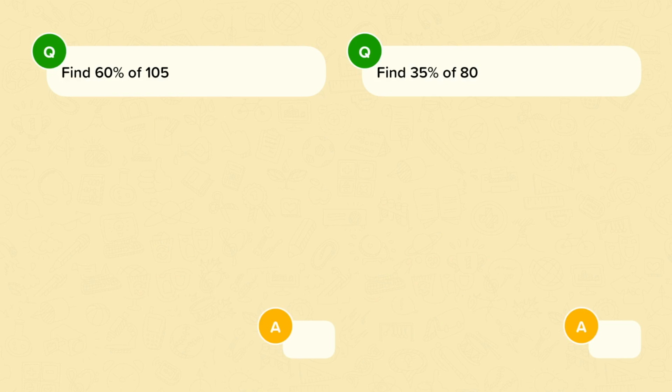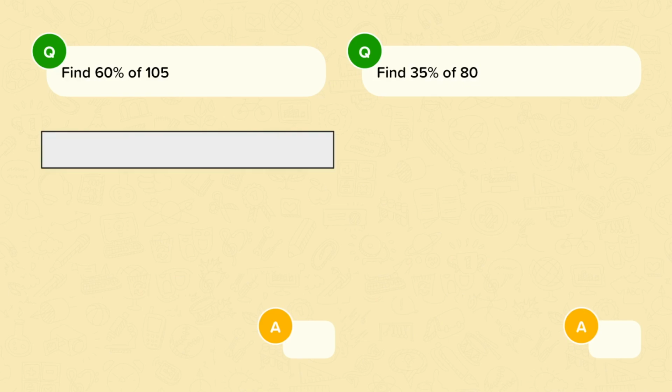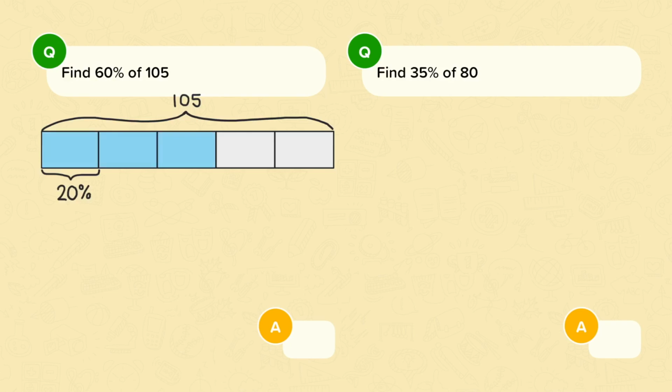Find 60% of 105. First, we're going to draw a bar model. We know that 100% equals 105. To find 60%, we need to split this bar model. We know that 60% is a multiple of 20%. So we're going to split the bar model into 5 parts. Each part is worth 20%, and we need to find 3 of these parts to find 60%.